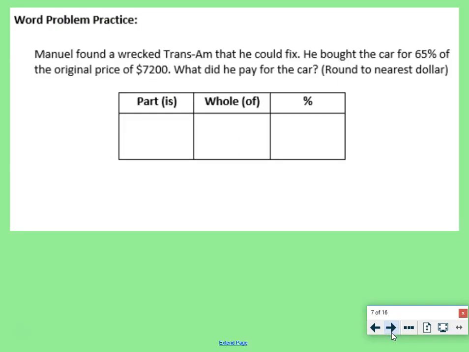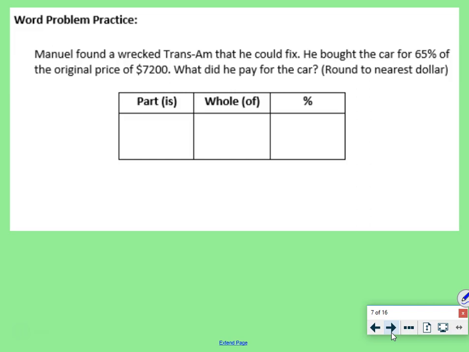All right, and then just a word problem to practice. Manuel found a wrecked Trans Am, which is a car, that he could fix. He bought the car for 65% of the original price of $7,200. What did he pay for the car? Round to the nearest dollar. All right, that's one time through. Now that we've read it, we have an idea. Manuel bought a car. We want to know how much he paid for it.